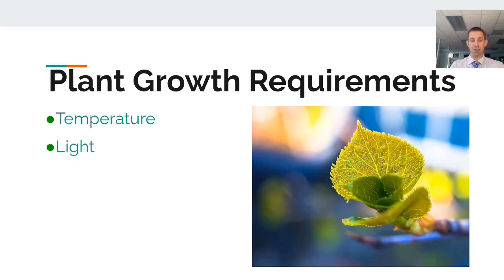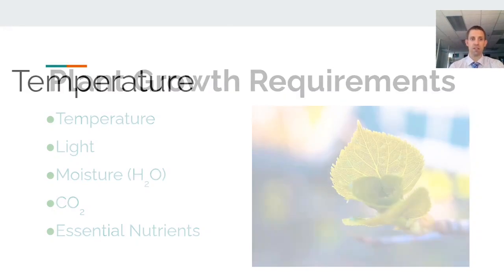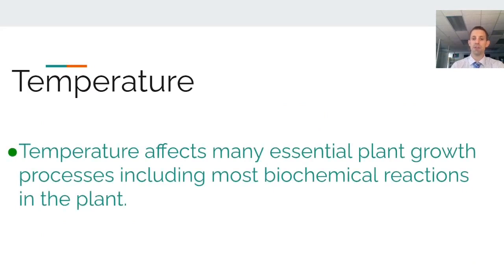Plants, of course, need light in order to do photosynthesis. They need moisture, or water in this case. Plants need carbon dioxide, a steady supply of that. And then they need some other essential nutrients that they can find and pull from within their environment. So more on each of those, and we'll get started first off with, again, talking about temperature.